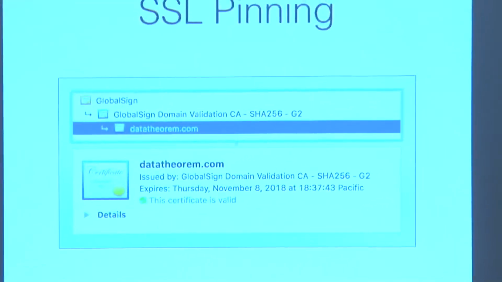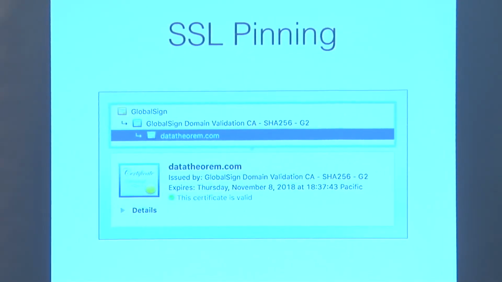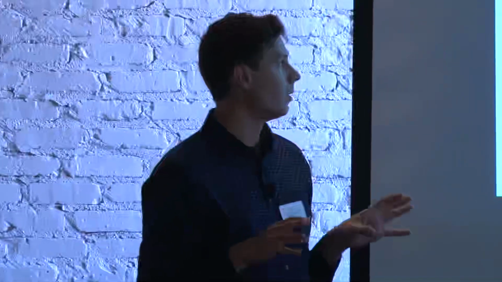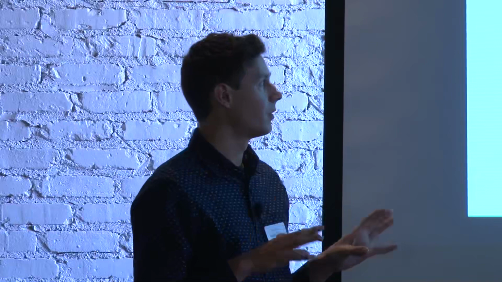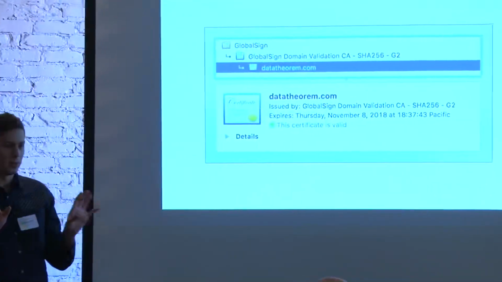So first of all, real quick, what is SSL pinning? When you have a mobile app or browser connecting to a website over HTTPS, it's going to have to validate the server's identity. And to do that, it's going to look at the server's certificate chain, which is something like this, as you can see in Chrome. So if your app or a browser is connecting to datatheorem.com, this is the certificate chain you're getting. So when your app connects, that's what it's receiving.